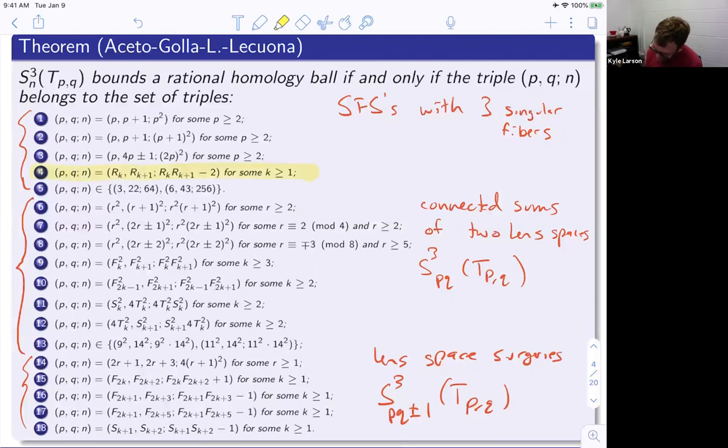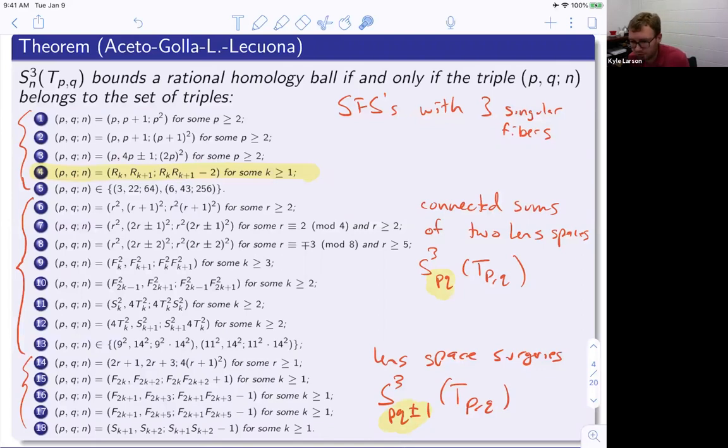So really the meat of what we did, the heart of the argument, is this: if you have surgery on a torus knot and the surgery coefficient is neither pq nor pq plus or minus one, these are taken care of by Lisca's work. And q is not congruent to plus or minus one mod p, then there's exactly this single family that bounds rational homology balls, and none of the others do.